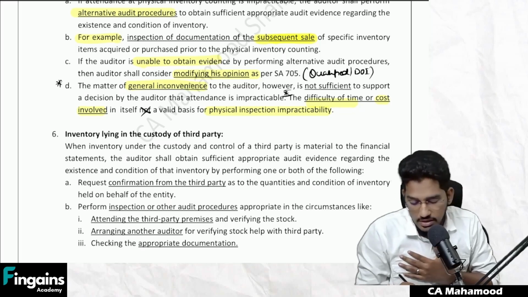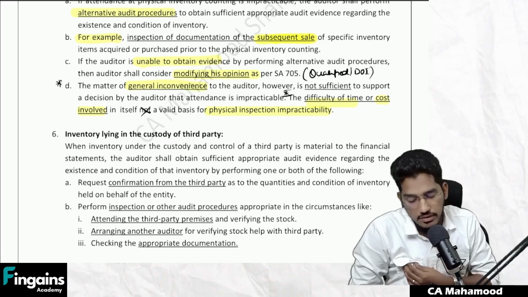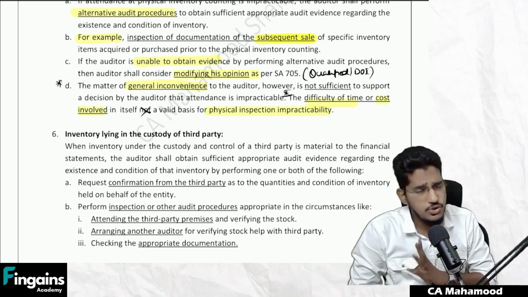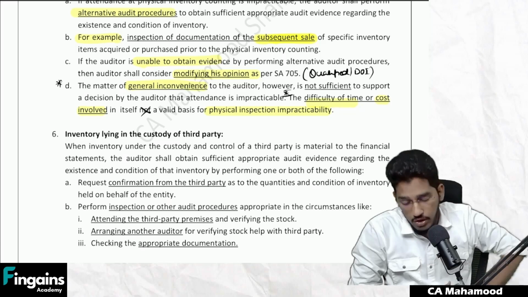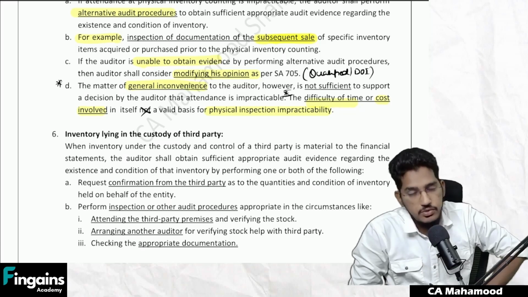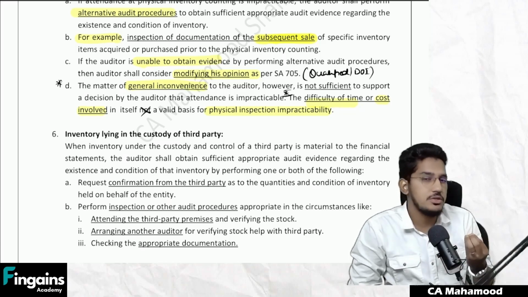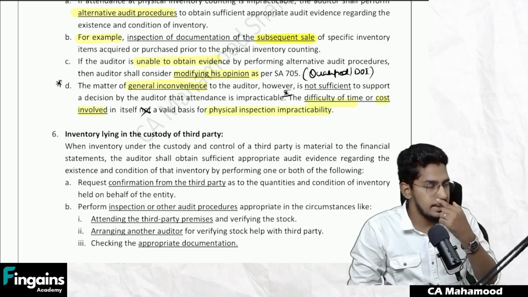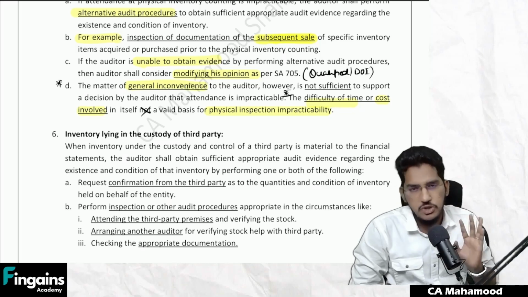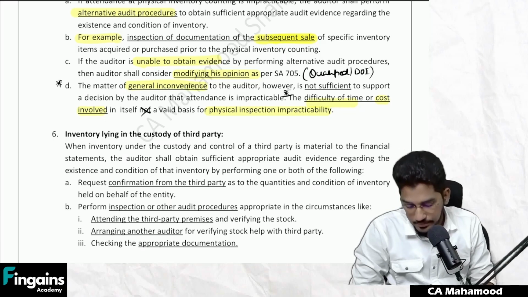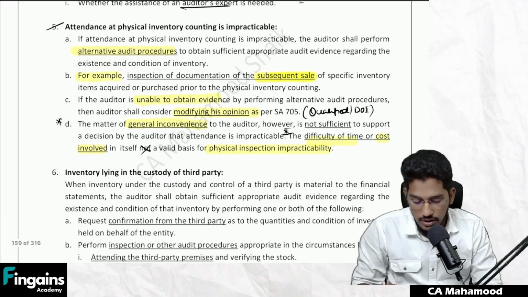And also you should add this line, the matter of general inconvenience to the auditor is not sufficient to support his argument of impracticability. So when I say impracticability, it should have been caused because of reasons beyond your control, like some natural calamity, etc. It should not be something which you are creating. Clear? So this is what is happening.